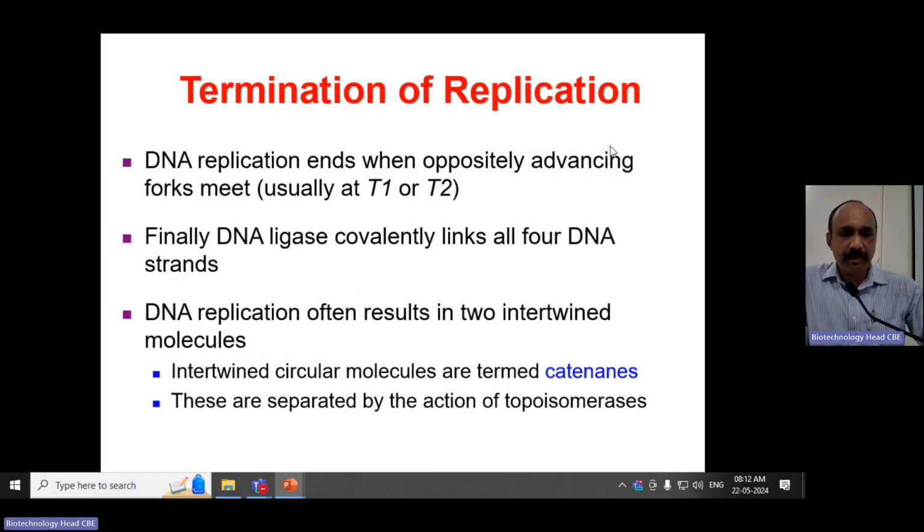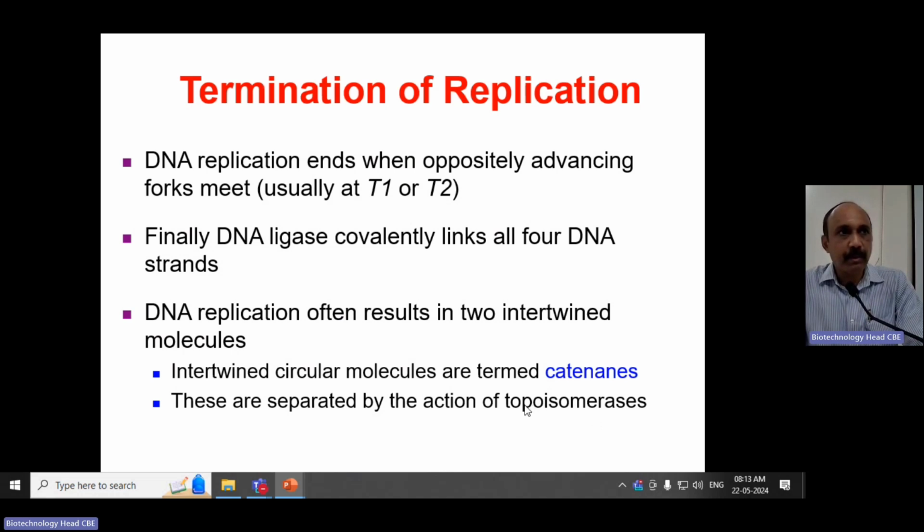DNA replication ends when the opposingly advancing forks meet, usually at the T1 and T2 regions. Finally the DNA ligase covalently links all the 4 DNA strands. Where there are gaps, the DNA ligase closes them, and the DNA replication results in 2 intertwined molecules. Both molecules, the 2 different chromosomes, are still attached, which is called catenanes. When they are not separated, they are separated by the action of the topoisomerases by breaking single or double bonds.